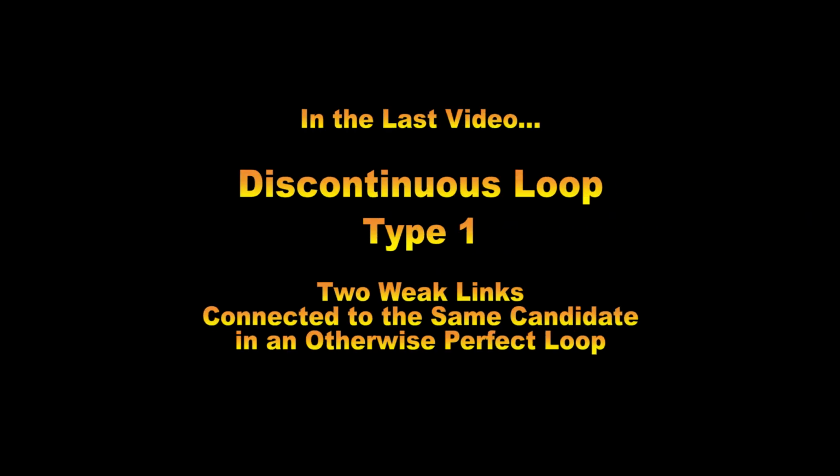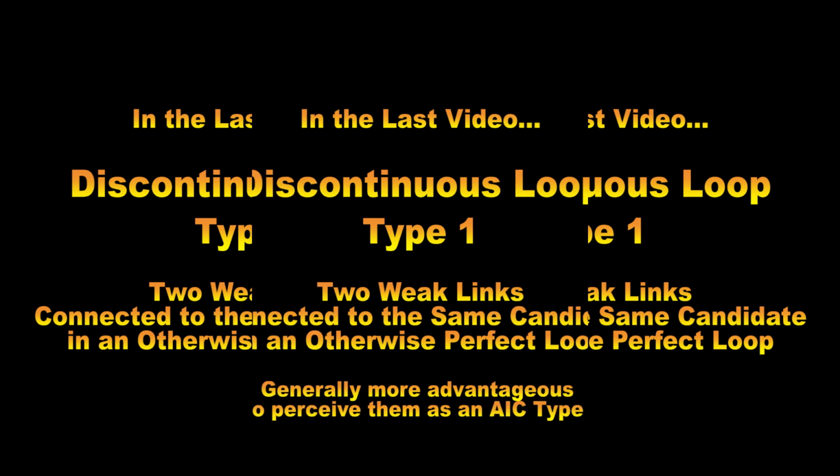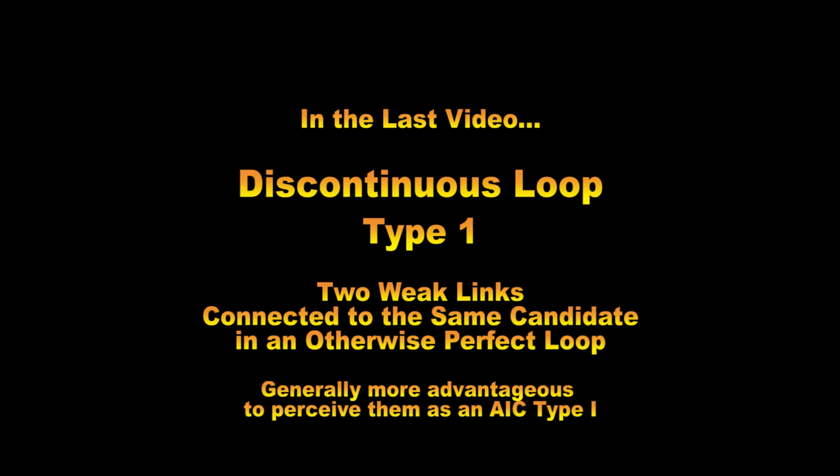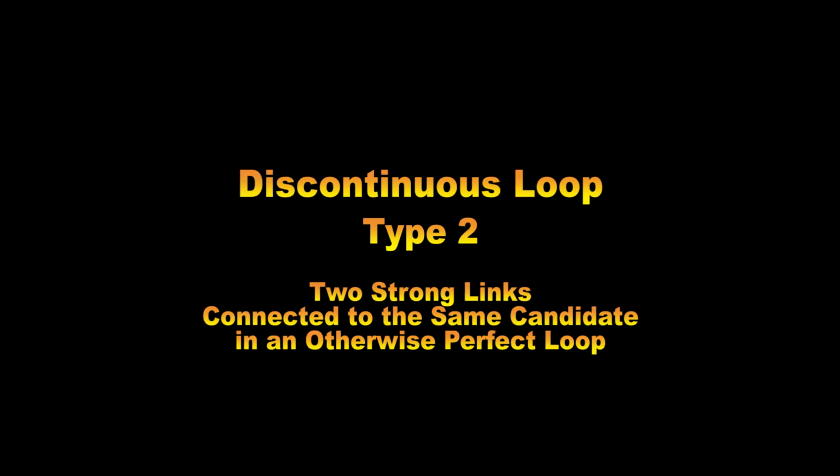All right, here we go. In the last video, we took a closer look at a discontinuous loop type 1, and we learned that even though it is a valid strategy on its own, it is generally more advantageous to perceive them as simply being AICs type 1, which will usually be more efficient and can sometimes prove to be even more productive. Today, we're going to focus on a DL type 2.